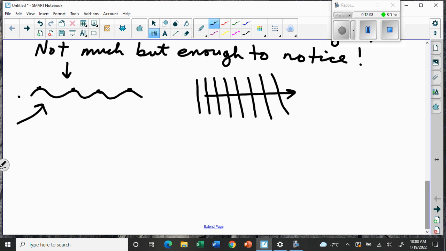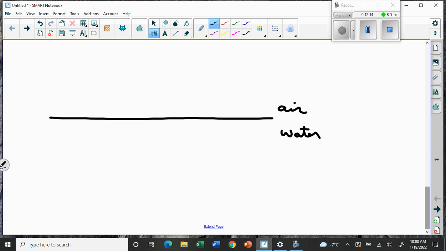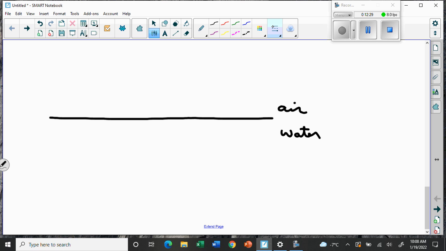Okay, so once we get that into our heads, let's see what would happen if we had a boundary between air and water. Now air is very close to a vacuum. It's there, but it doesn't slow down light as much. So light goes very fast in air, but it goes slower in water. So I'm just going to write that here on the picture. The speed of light here is faster in the air and slower in the water.